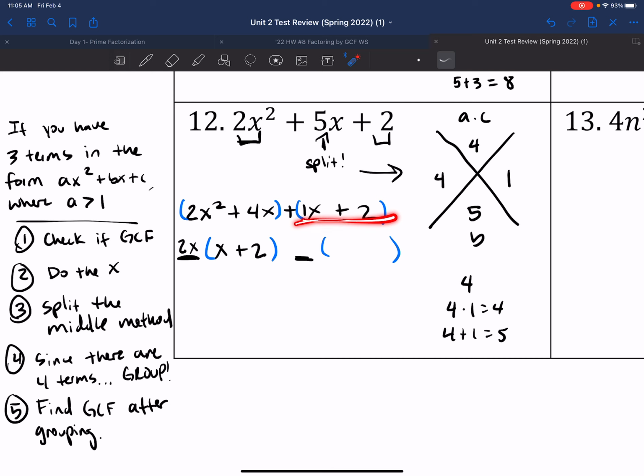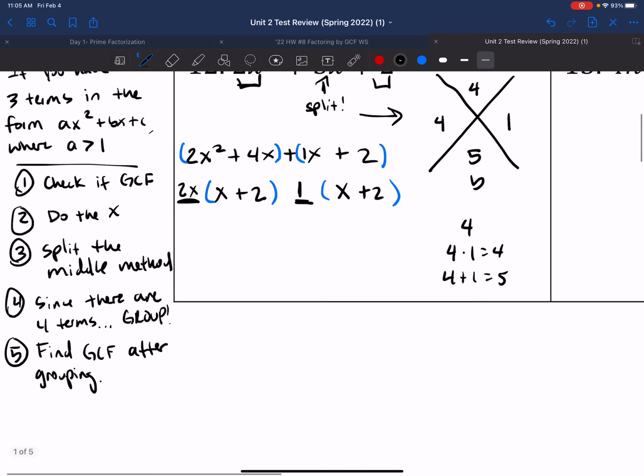Now we're going to look at these. I'm like, okay, what number goes into 1x and 2 at the same time? And I'm thinking just 1. Okay, and then it's just going to be x plus 2 here, because 1 times x is just 1x, and 1 times 2 is just 2. Oh, that's not what I want to do. Okay.